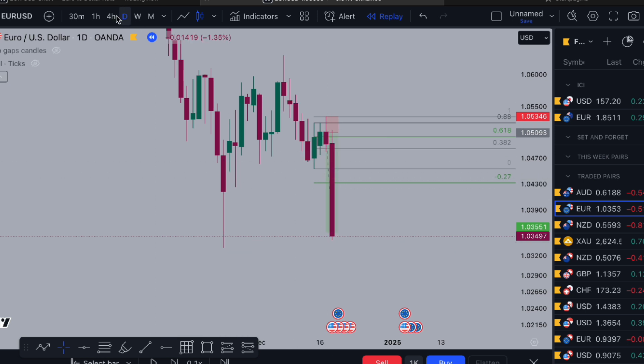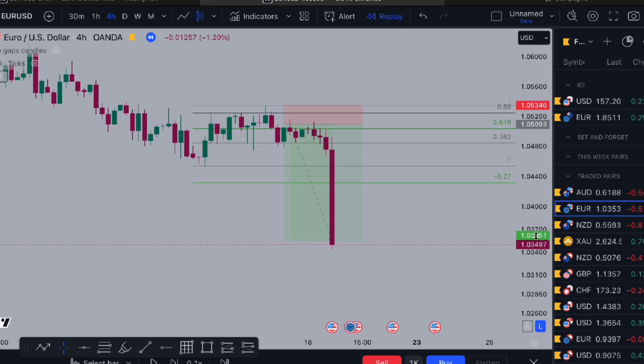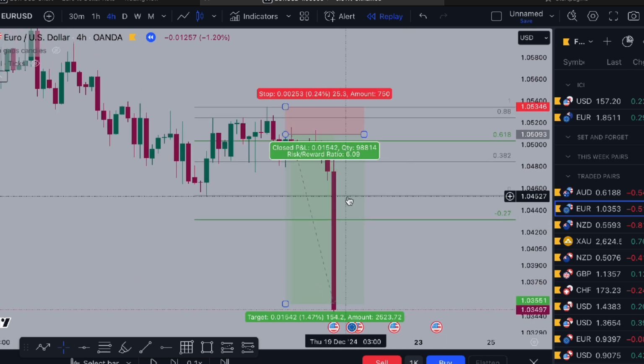And this was my breakdown for a 1 to 6 using the same entry, same setup that I always use. But in this case, I just ended up holding for a longer period of time.